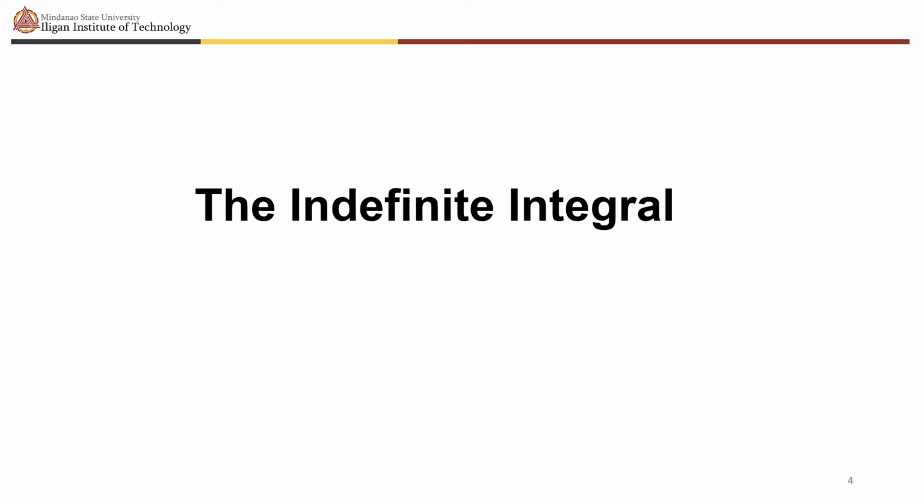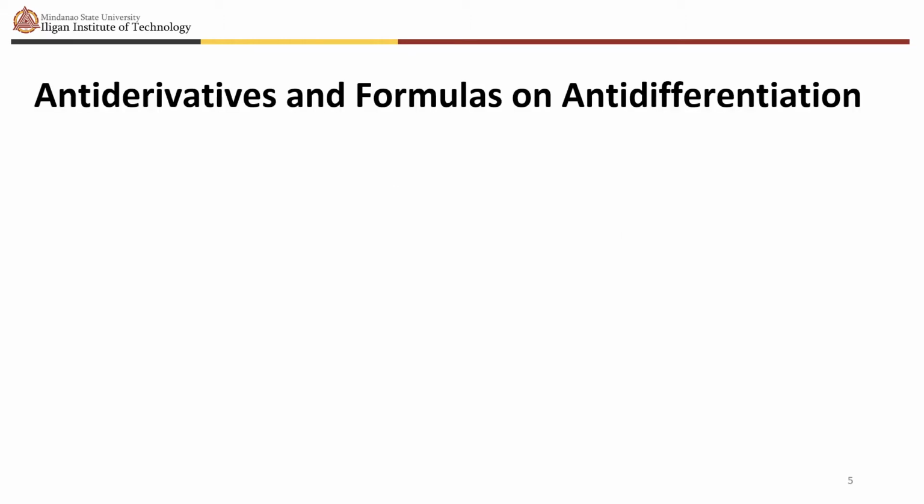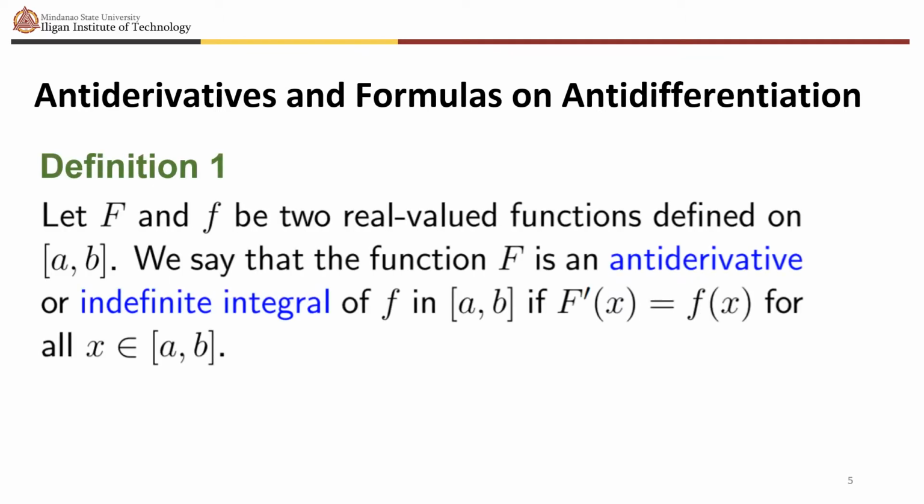Recall that the process of anti-differentiation is just the inverse process of finding the derivatives of functions. Here we have the following definition. If we let capital F and f be two real valued functions defined on the interval AB, we say that the function F is an antiderivative or indefinite integral of f in AB if the first derivative of capital F is equal to f of x for all x element in the interval AB.